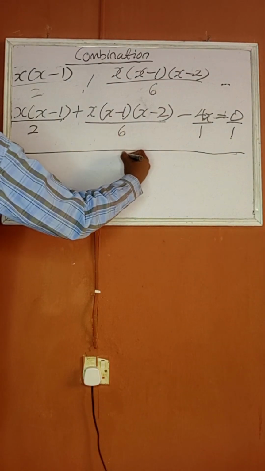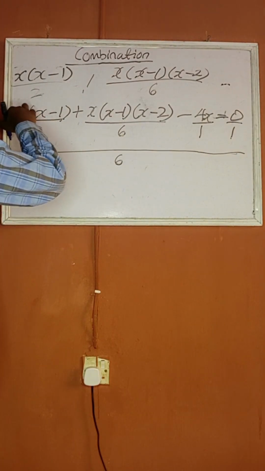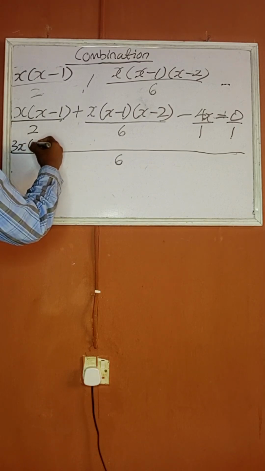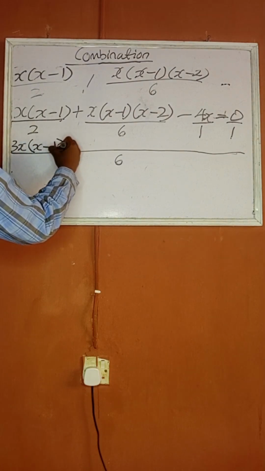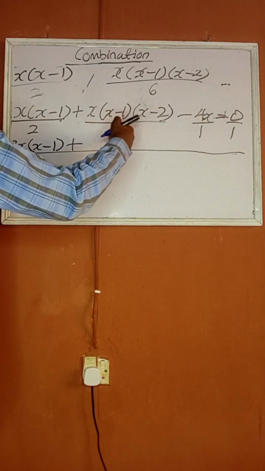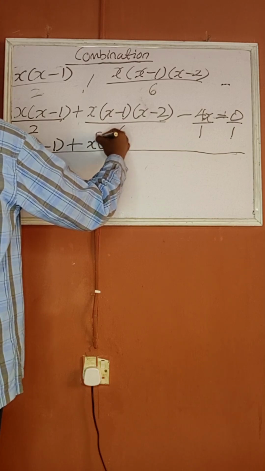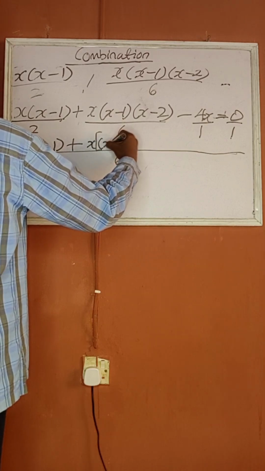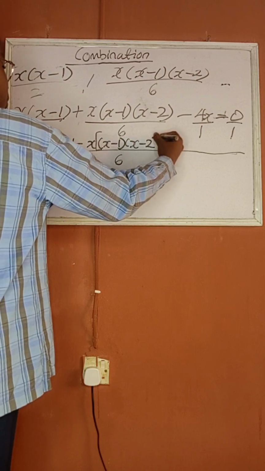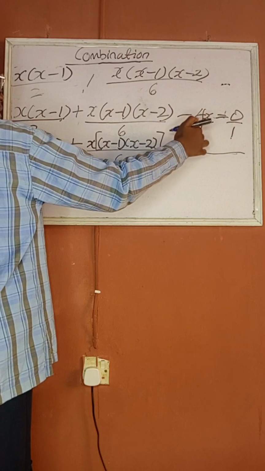LCM of this is 6. 6 into 2 is 3, 3 times x is 3x times x minus 1, plus 6 into 6 is 1, 1 times all of this is going to be x, open special bracket, x minus 1 times x minus 2, close the special bracket. And then 6 into 1 is 6.